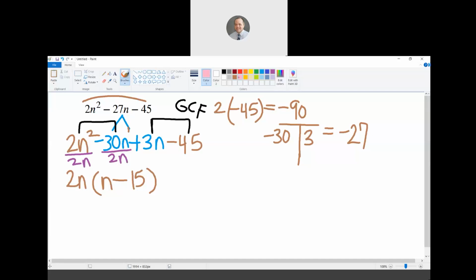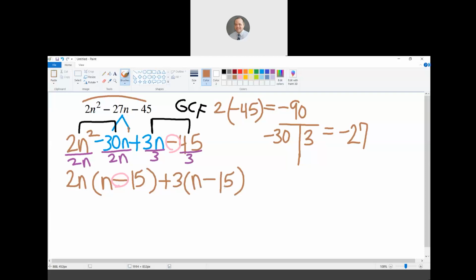Now the sign of our last term is negative, so we don't need to change it. The last two terms have a 3 in common, positive 3. And when we pull a 3 out of both terms, we're left with, no surprise, n minus 15.